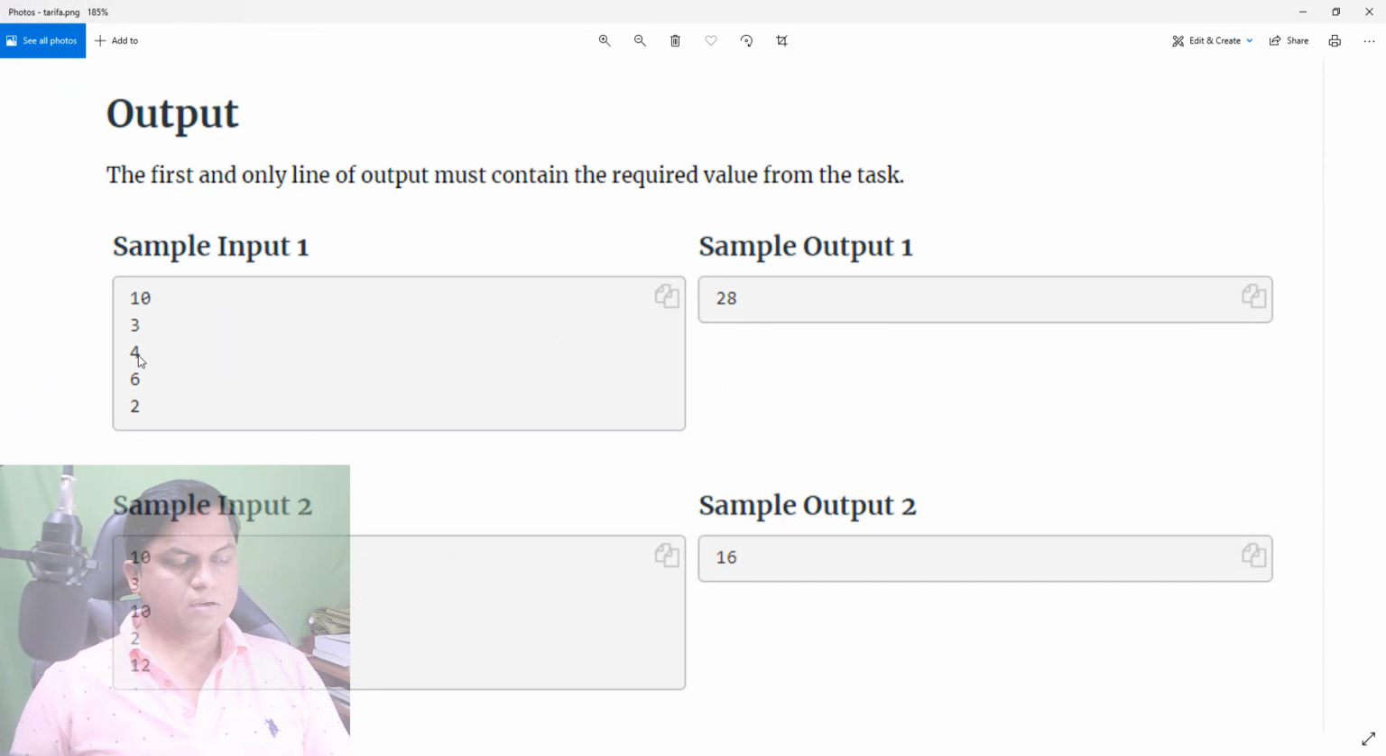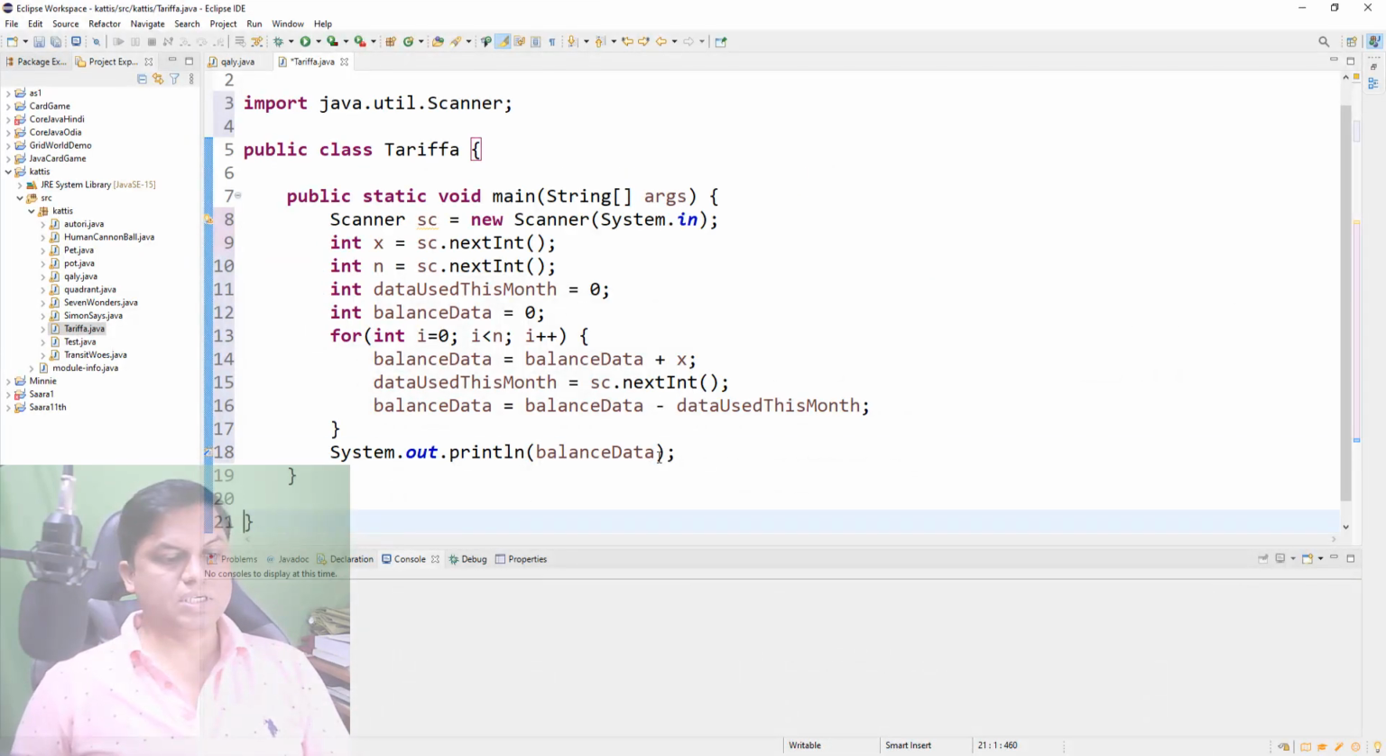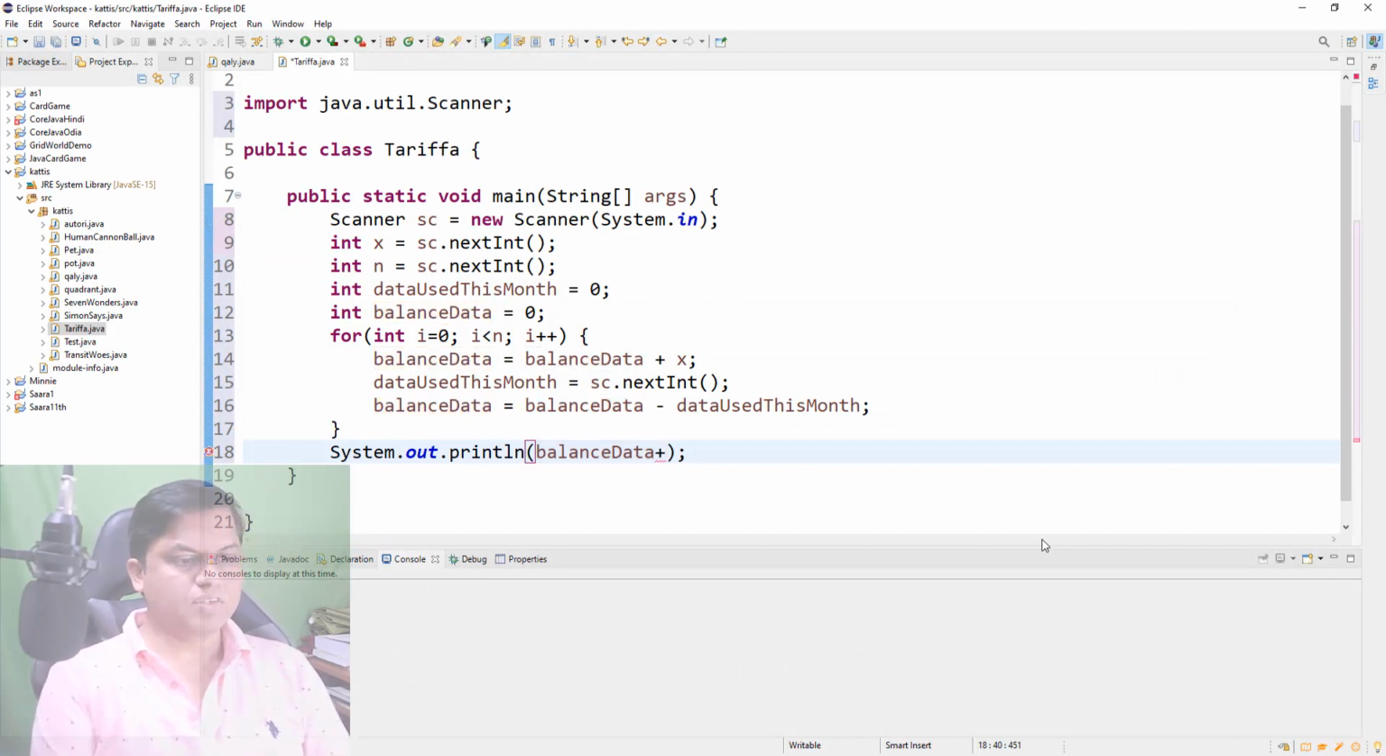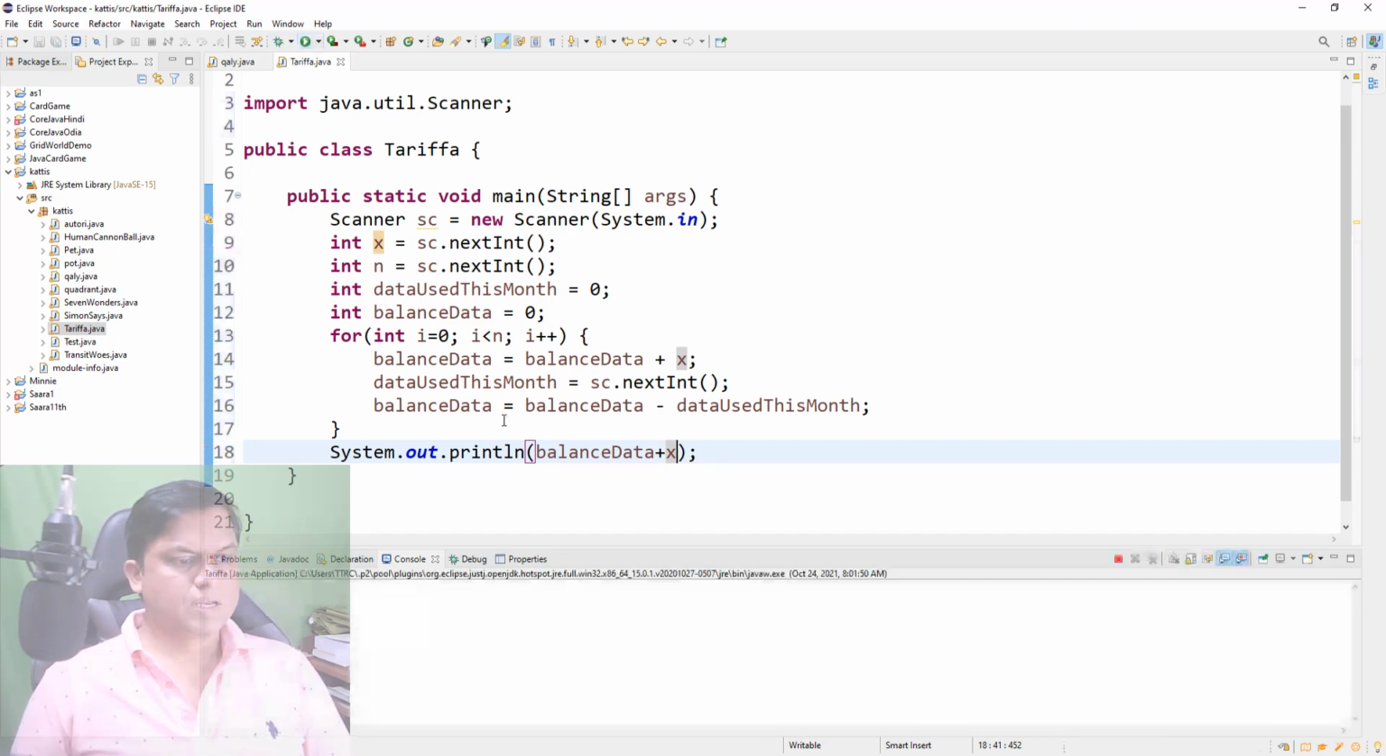So when we enter our loop for the first time, 10 minus 4, it will result in 6. Then again it will add 10, so 6 plus 10, 16. Minus 6, it will result in 10. Then we will add 10 again, 20 minus 2, 18. Then it should display plus this month's quota, that is x. Okay. Now let us run this.